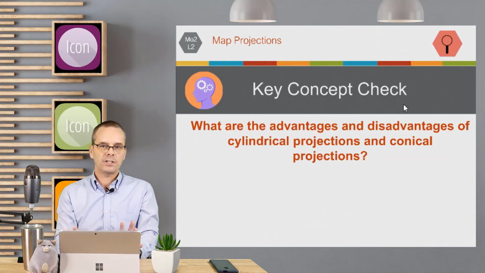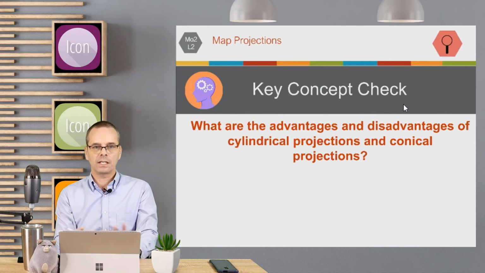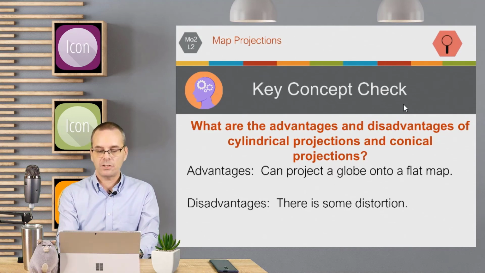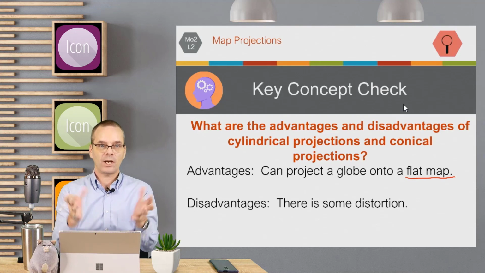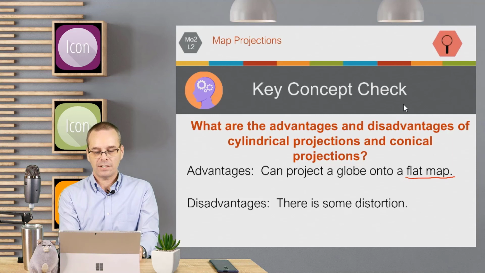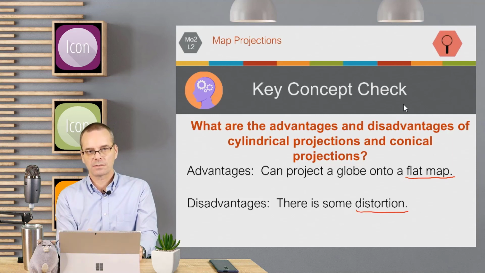So what are the advantages and disadvantages of cylindrical projections and conical projections? The advantage of both of these types of maps is you can make a flat map instead of carrying around a ball or a globe. The disadvantages are their distortions.